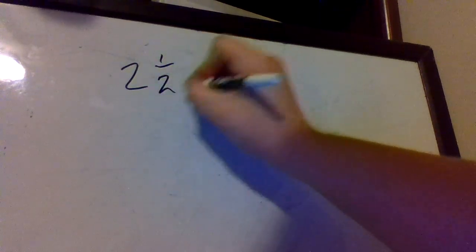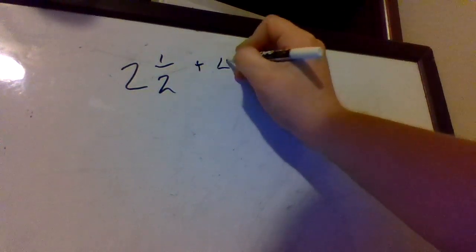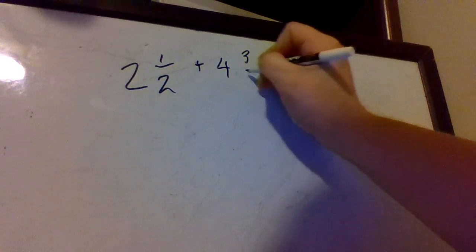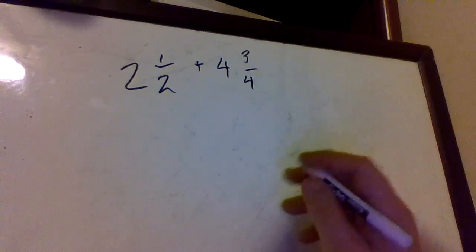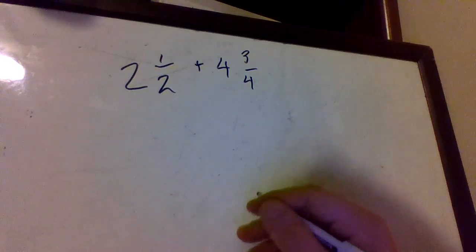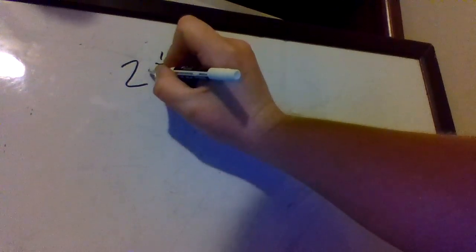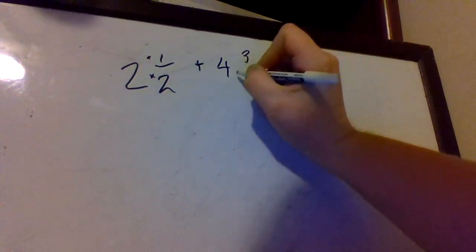Now, let's take a look at how that would look adding these numbers. And since we've already worked with these numbers, why don't we just do 2 and 1/2 plus 4 and 3/4. Alright. So there's a couple different ways to do this problem. But we're going to start with the way that I just showed you. So we're going to make both of these numbers into improper fractions.